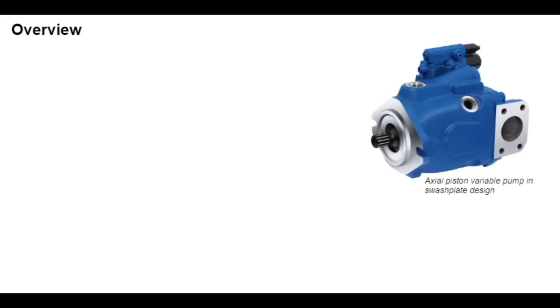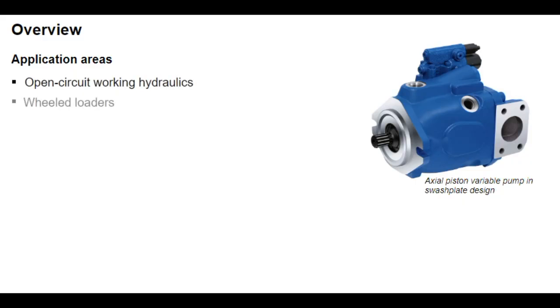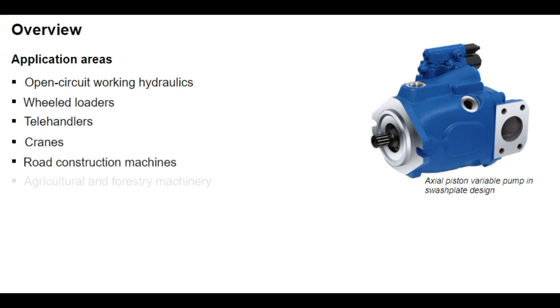The A10VO is an axial piston variable pump in swashplate design for hydrostatic drives in open circuits. This pump is mainly used in the medium pressure range for supplying the working hydraulic in different applications. In an open circuit system, the hydraulic fluid flows from the tank to the hydraulic pump and from there via the control block to the consumer, such as hydraulic cylinder or hydraulic motor. From the consumer, the pressure fluid flows back to the tank.